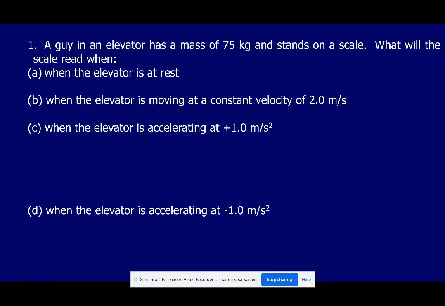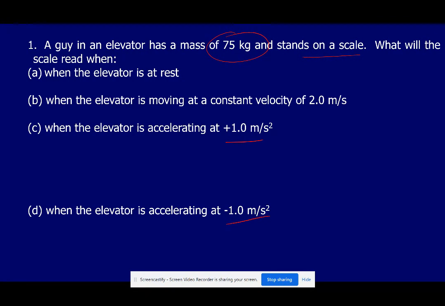The biggest, ugliest problems that you'll have to solve would be one like this. So the elevator is going to be doing a bunch of different things. A guy in an elevator, standing on a scale. What will the scale read when the elevator is at rest? When the elevator is moving at a constant velocity? When the elevator is accelerating up? When the elevator is accelerating down?